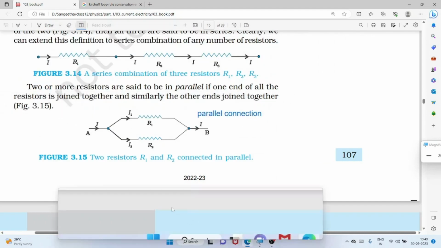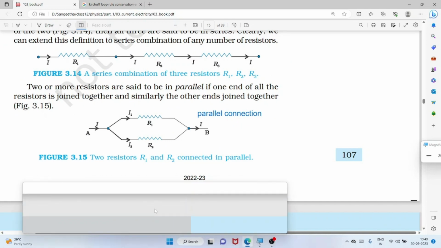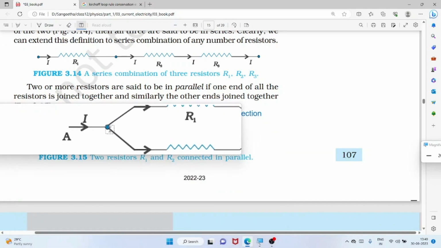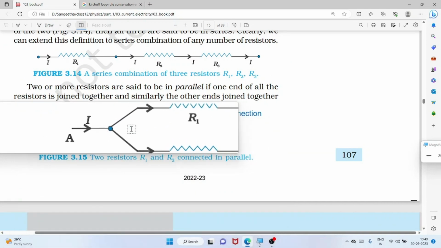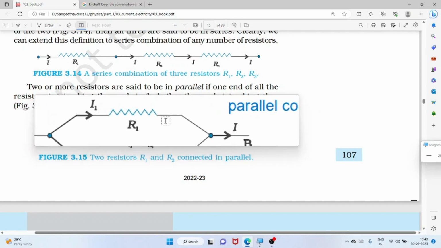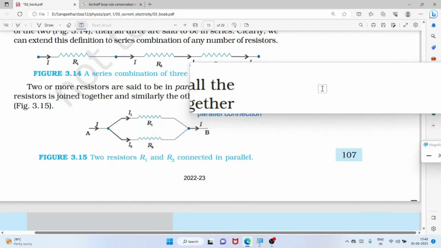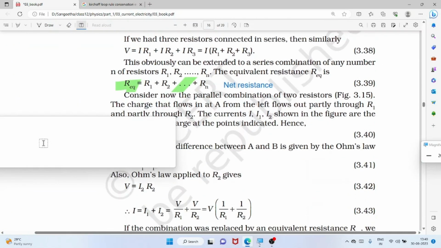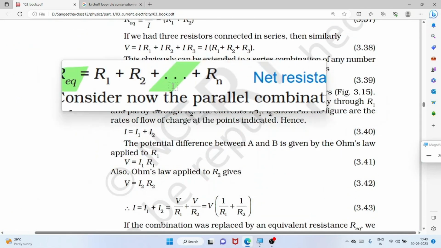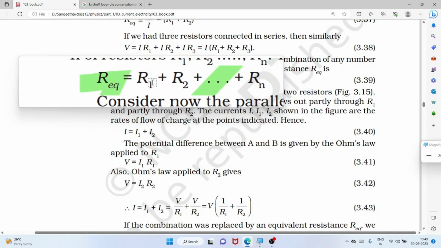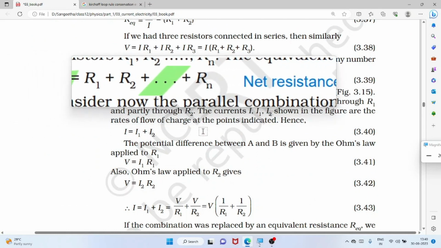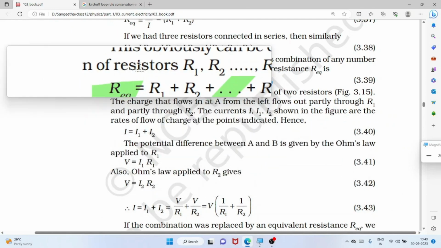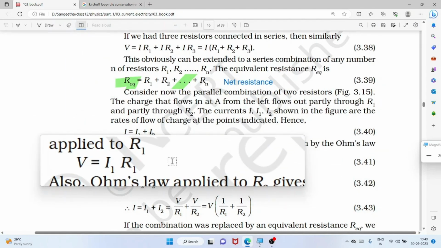This is how you connect resistors in parallel. Both ends of the resistors you tie together, and the other ends also you tie together. These two are in parallel. You will find the equivalent resistance when they are connected in series. Equivalent resistance is R1 plus R2, and when resistances are connected in series you simply add all the resistances.